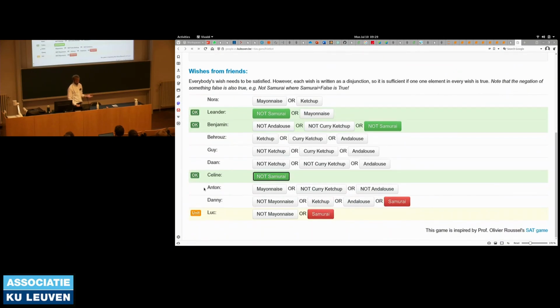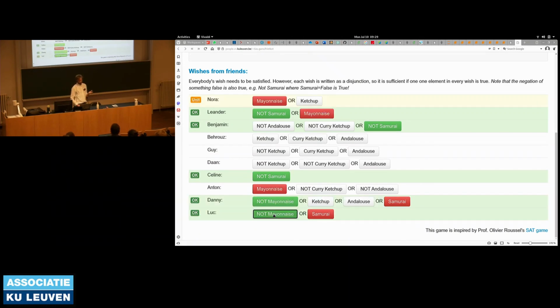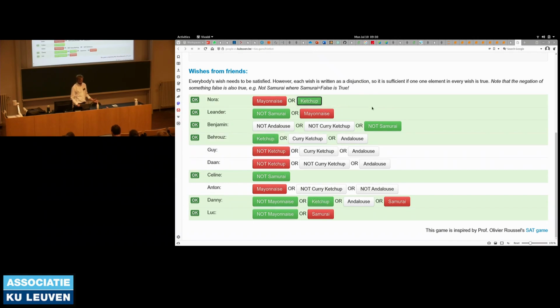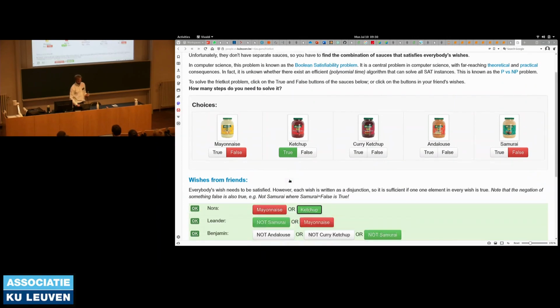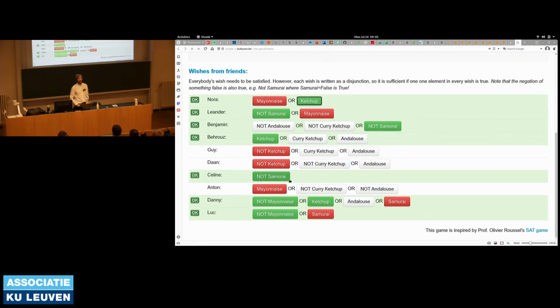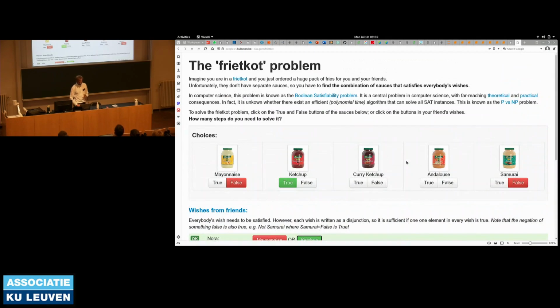And if we do that, and we look at what happens to the clauses, so we can eliminate samurai everywhere, then at this point, Luke's only way to make his preference satisfied is to not have any mayonnaise in it. And then if we enforce that, we see that Nora's preferences indicate that we have to have ketchup. And so just by looking at this clause database, we were able to eliminate 3 out of the 5 choices. So we reduced from 2 to the 5th options to 2 to the 2 options. At this point, there's nothing more that you can derive. Well, there is if you pay a lot of attention, but in the simplest form, there is not.